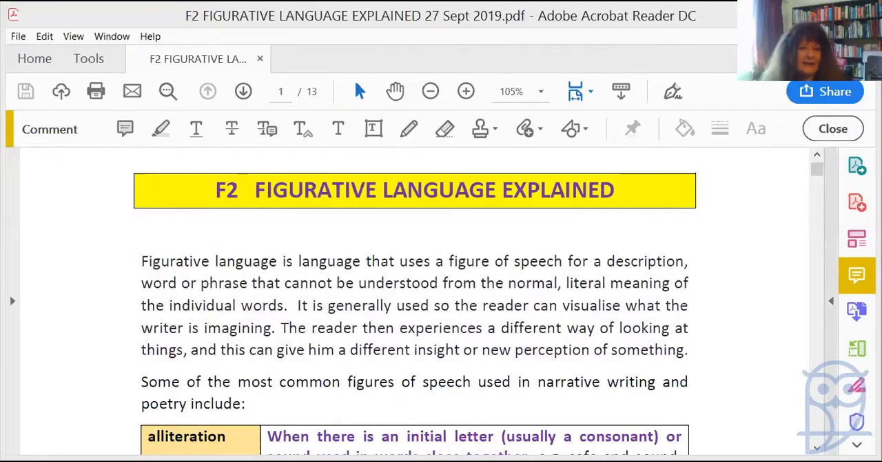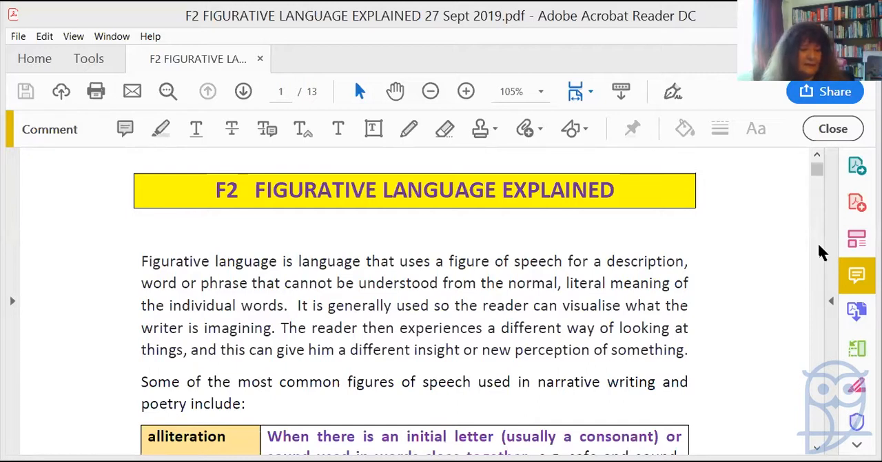Okay, so we're going to take a look at some info on figurative language, and hopefully once and for all, we'll get it into your head and you'll be able to use it very easily. Okay, right, let's share a document. Surprise. Figurative language. Let's see if you can remember it once and for all, forever and ever.